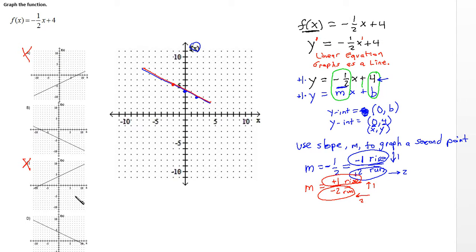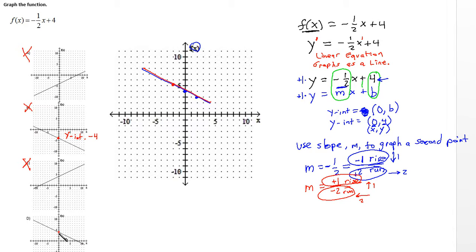So now the idea is to distinguish between answer choices B and D. If you notice, B has a y-intercept at -4. We know this represents a line that has a y-intercept at -4. And that's not right, because we know that our y-intercept is at +4. So far, all indications are showing us that answer D is most likely our choice.